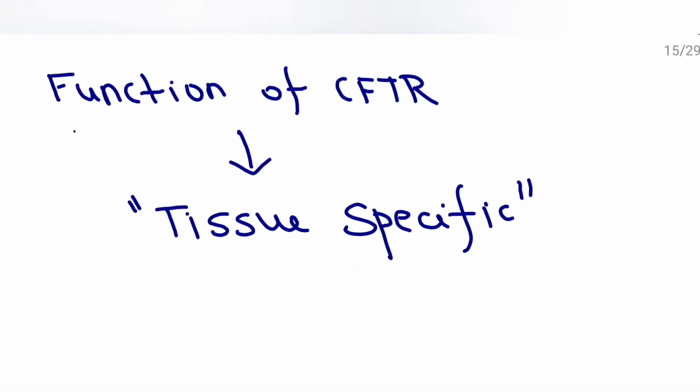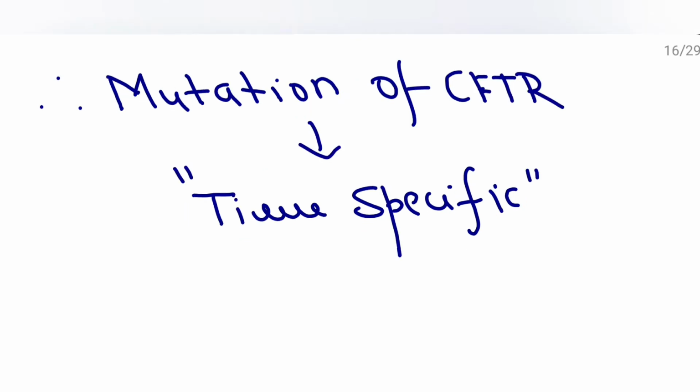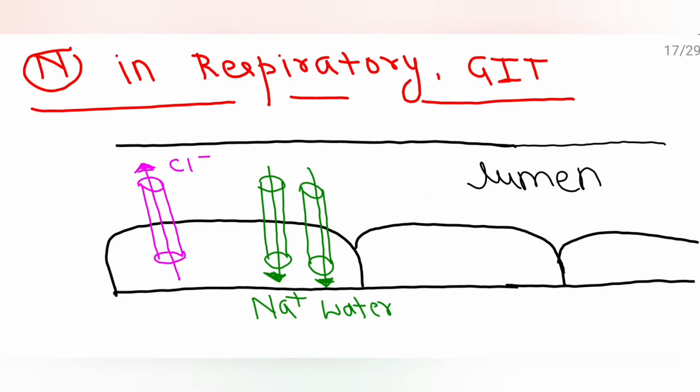Now, the story doesn't end here. It is not that simple. You have to know the function of the CFTR gene is tissue specific. So the mutation of the CFTR gene is also tissue specific. What do you mean by this? So now we will see what normally happens in the respiratory tract and GI tract.